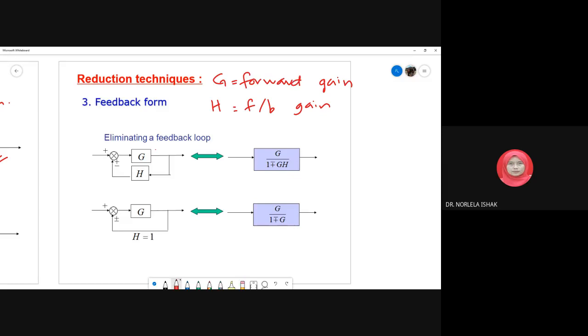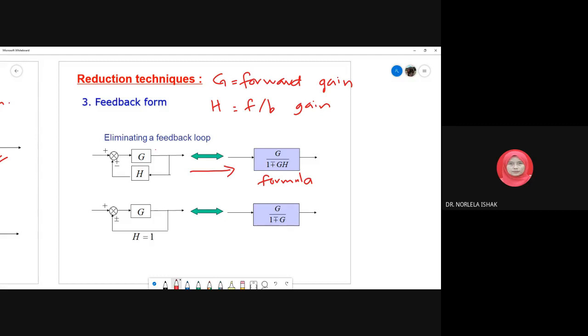Okay, this is what we call the feedback form, and then how to eliminate a feedback form. From here we get this one. We simplify, instead of two blocks, we have G and H. We combine, and we get this one. Okay, and this is considered the formula for how to eliminate a feedback loop.